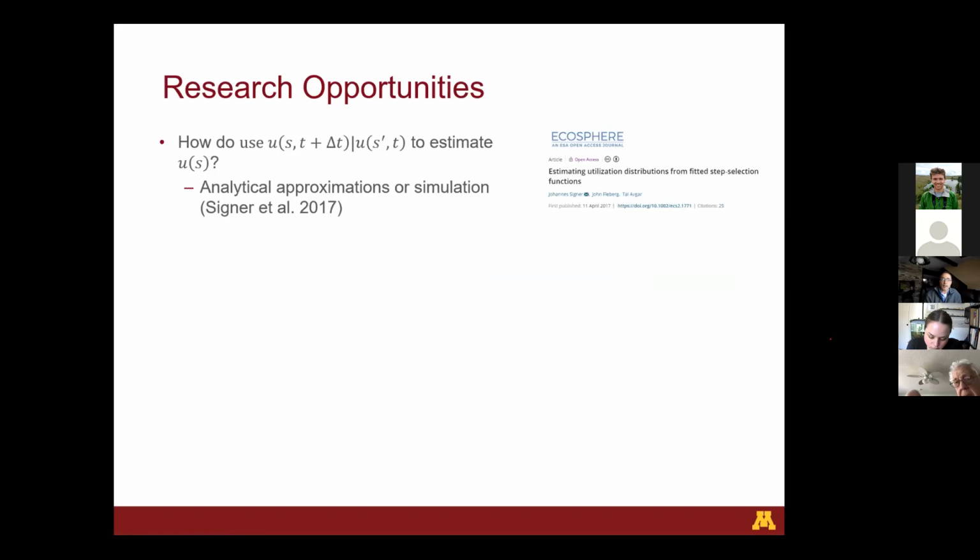In addition, these step selection models, like I mentioned, they model these conditional use distributions. What's the likelihood you're going to be in a particular place 15 minutes from now, given where you are now? But ideally, we want to estimate a non-conditional distribution. So we want to be able to characterize, if we average over time, where those individuals are going to be. And it turns out estimating that non-conditional distribution is tricky. There are some analytical approximations that can be used, or you can use simulation techniques. And this is another area where I've worked with Johannes and Tal to develop code and software for translating these step selection models into distribution models using simulation.